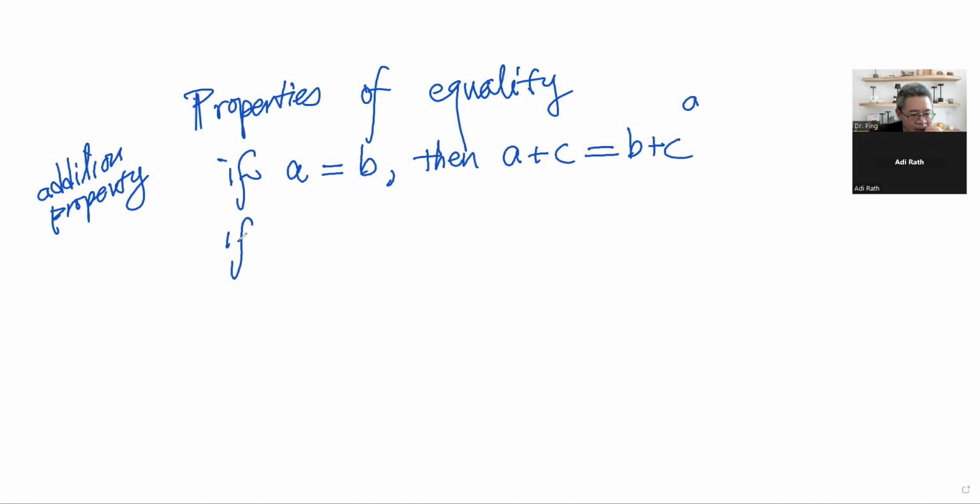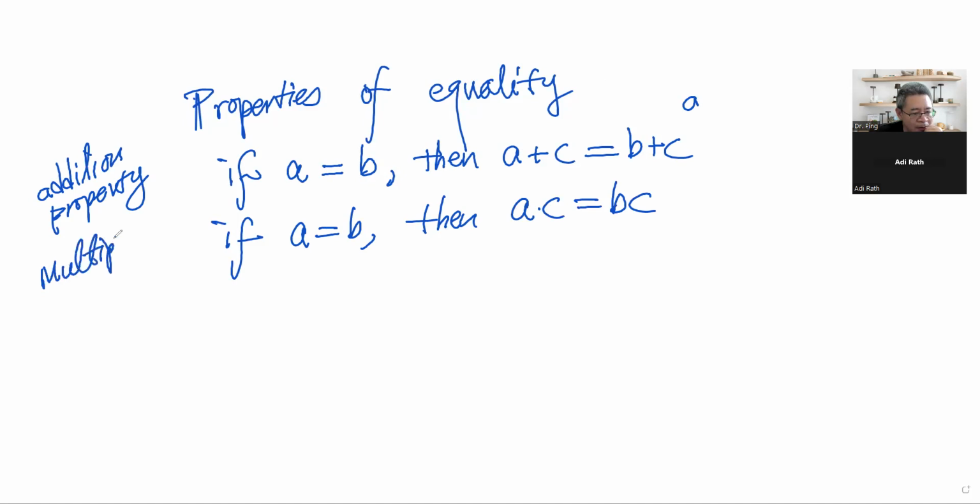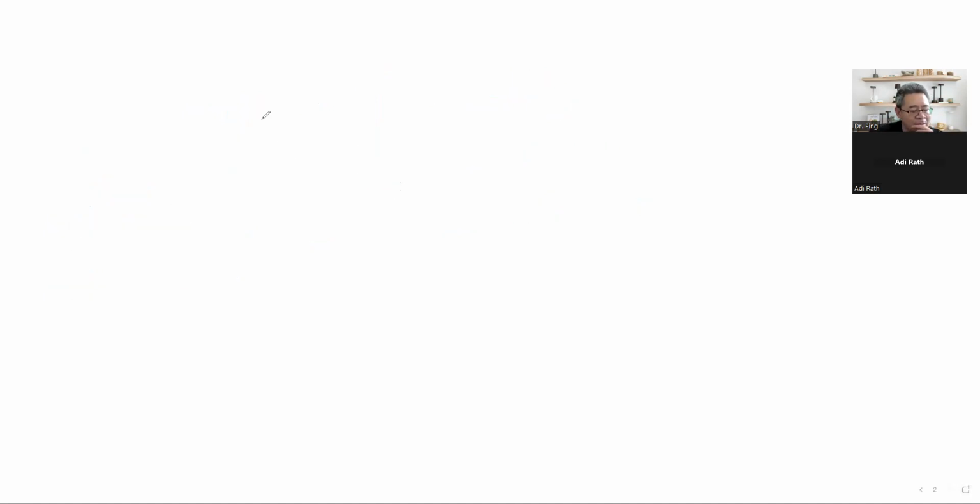And also if A is equal to B, then A times C is equal to B times C. This is called the multiplication property. Good? So now we have 10 ground rules for algebra and 2 properties of equality. So with that, we can solve linear equations.